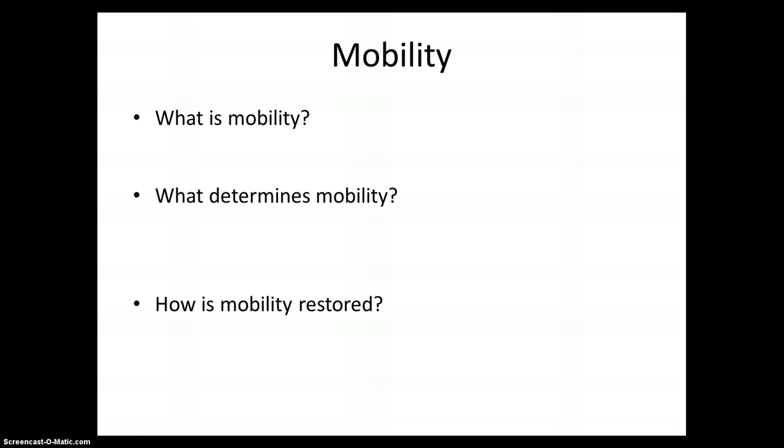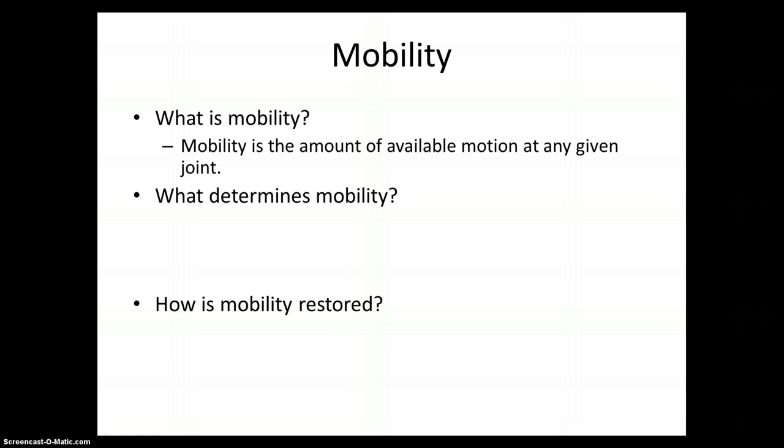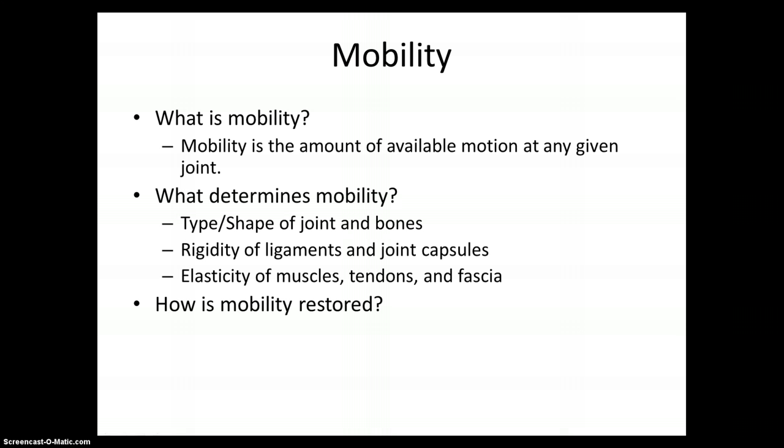But what is mobility? What determines that mobility, and how can we restore it? Mobility is the amount of available motion at any given joint. The shape of that joint and the bones, the rigidity of the ligaments and joint capsules, as well as the elasticity or the pliability of the muscles, tendons, and fascia, which is the connective tissue underneath the skin and between the muscles, determines how much mobility any person will have at any given joint.